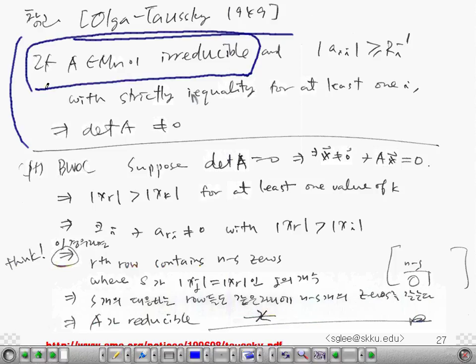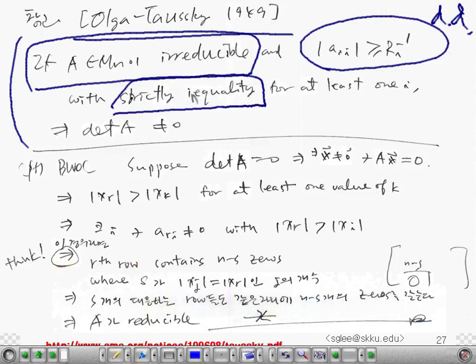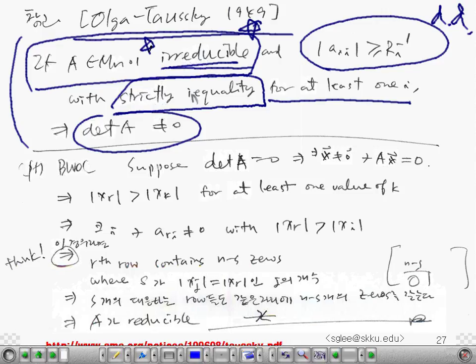Suppose A is an irreducible matrix and is diagonally dominant, with strict diagonal dominance for at least one i. Same thing, diagonally dominant with at least one strictly diagonally dominant row, then the determinant of A is not 0. So it's been changed. Before, every entry was required to be non-zero. But now, Olga Taussky gave a new definition of irreducibility.